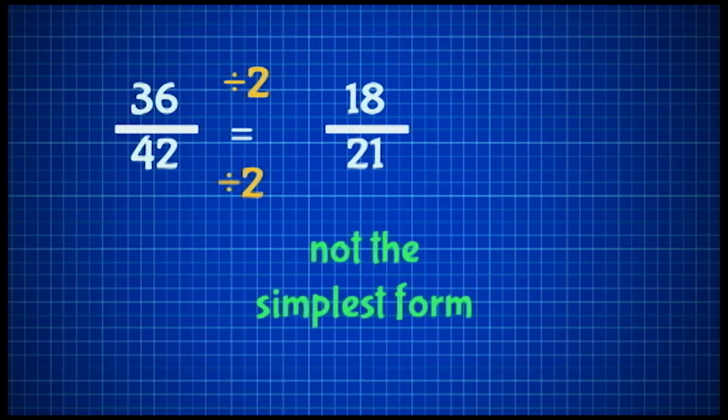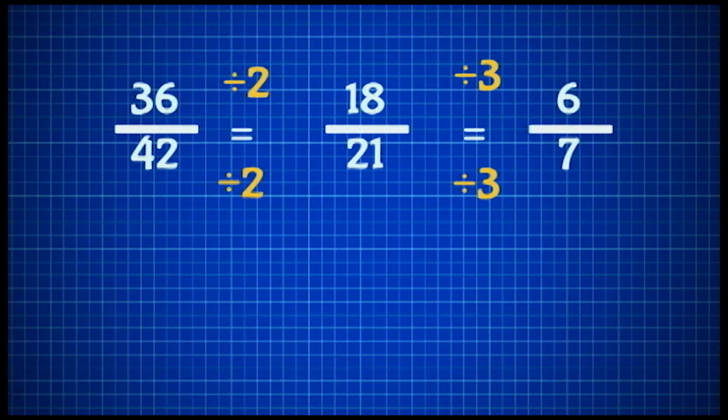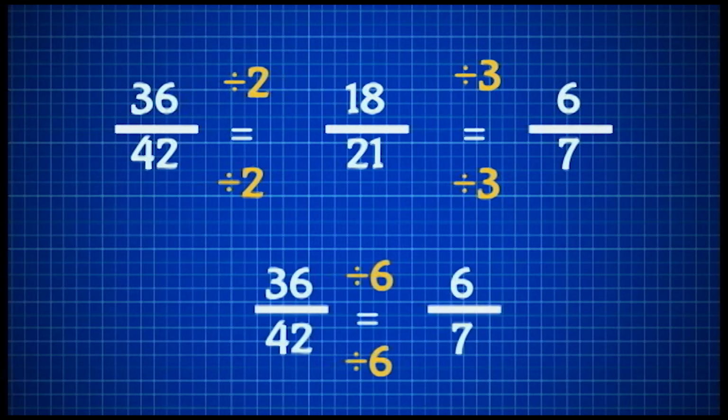Now let's try to simplify 36 over 42. Now 36 and 42 can both be divided by 2, which gives us 18 over 21. Now look closely, 18 over 21 is not the simplest form. We can divide both of them by 3, which gives us 6/7. Or, to make it quicker, we can divide both 36 and 42 by 6, which gives us 6/7 straight away.